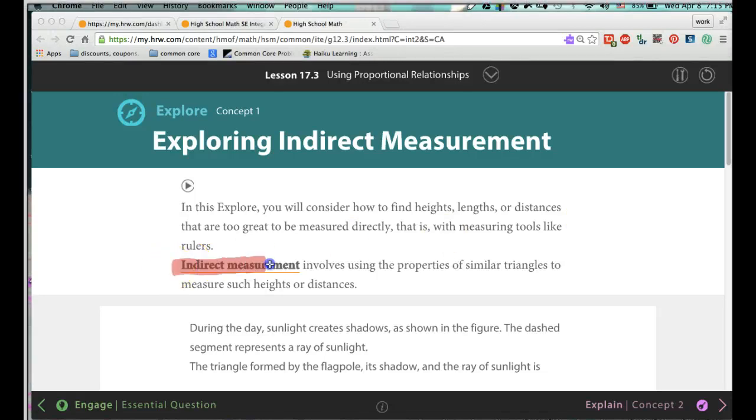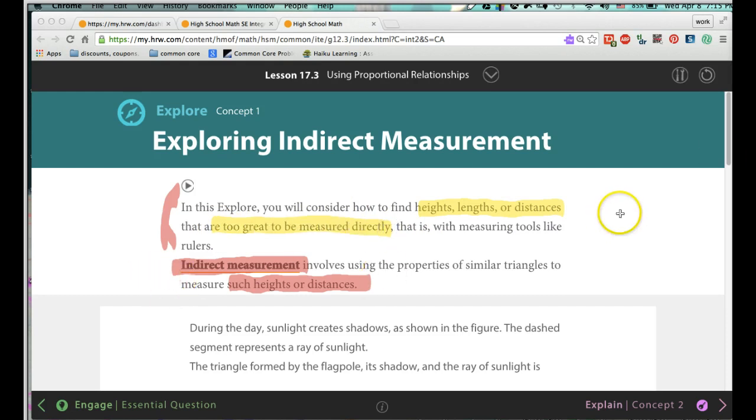What is indirect measurement? This is the vocabulary word you have to know. Well, that involves using the properties of similar triangles to measure such heights or distances. What is such heights or distances? Well, over here it explains what that is, okay? How would you find heights, lengths, or distances that are too great to be measured directly? Well, you use indirect measurement.